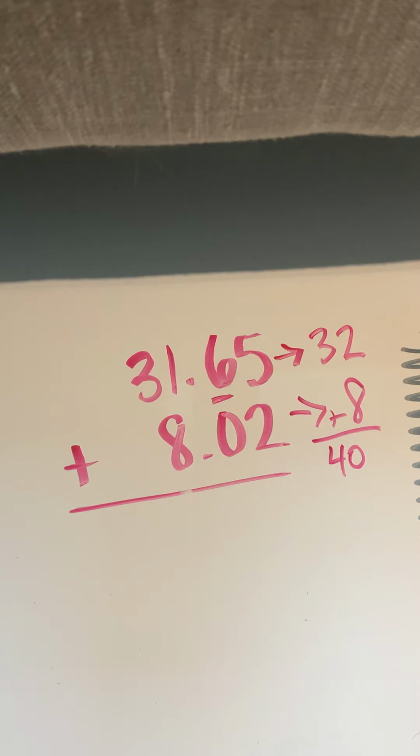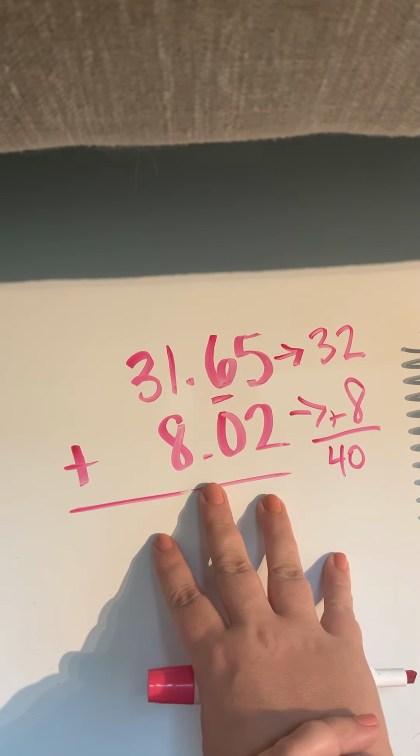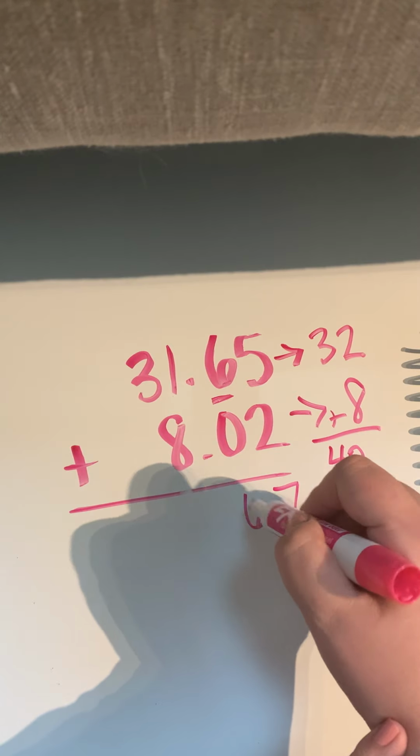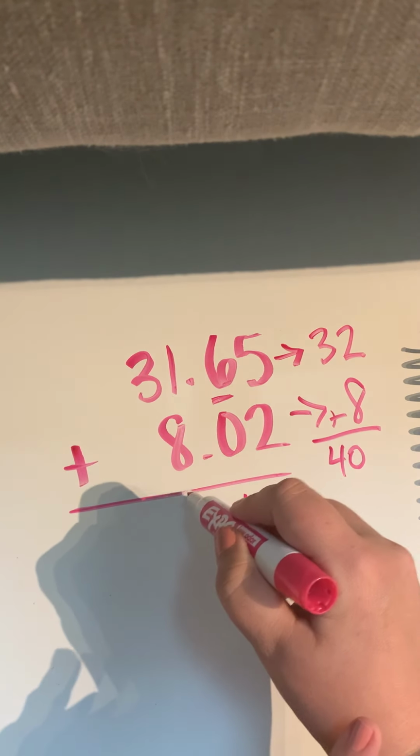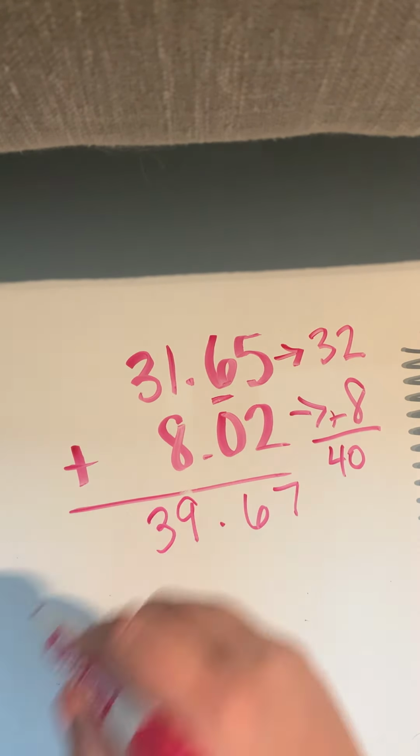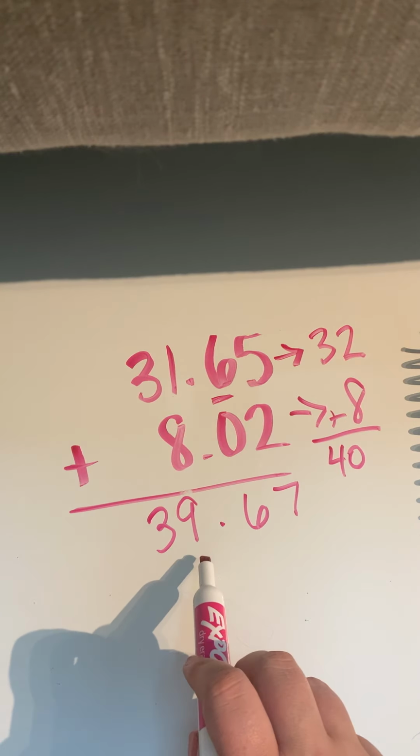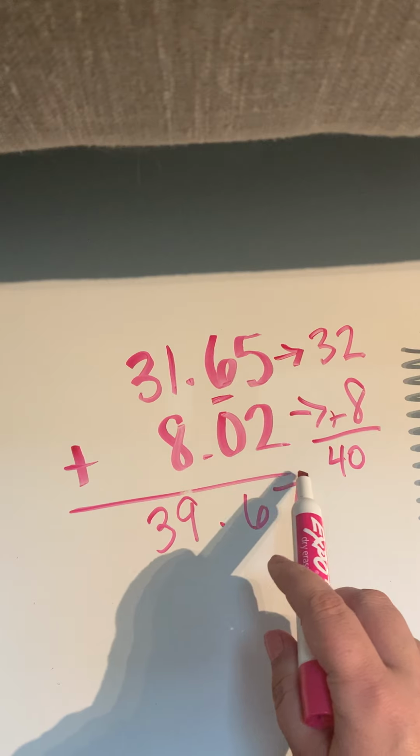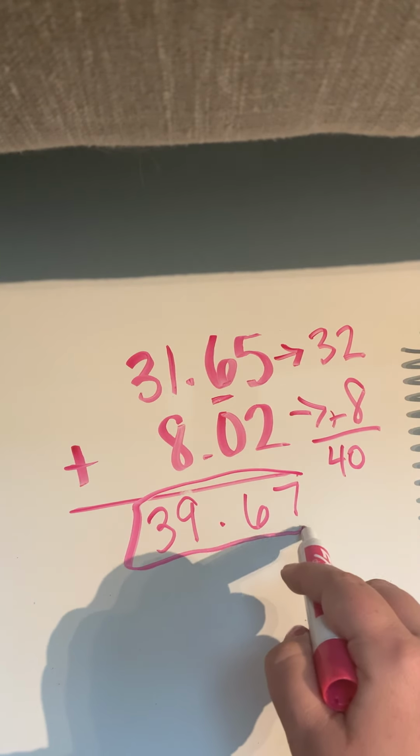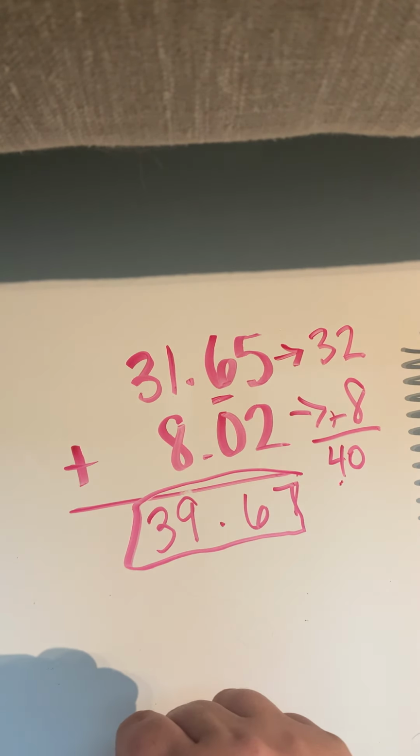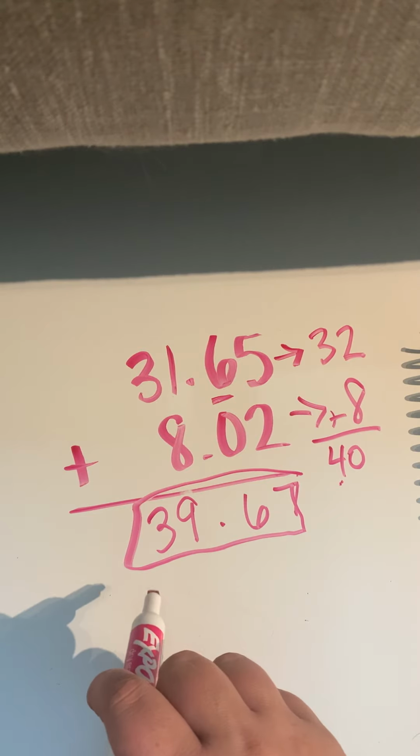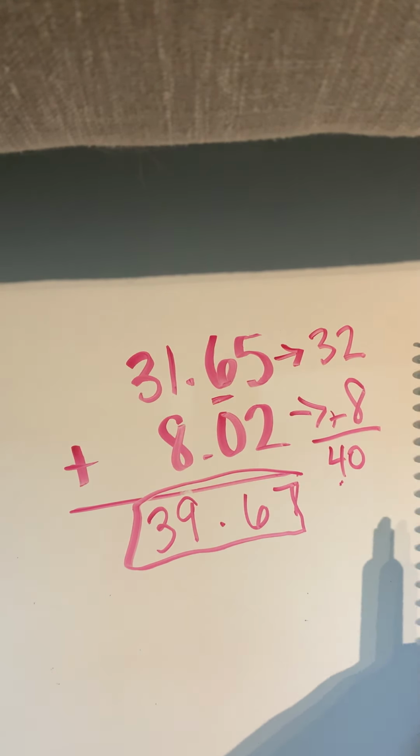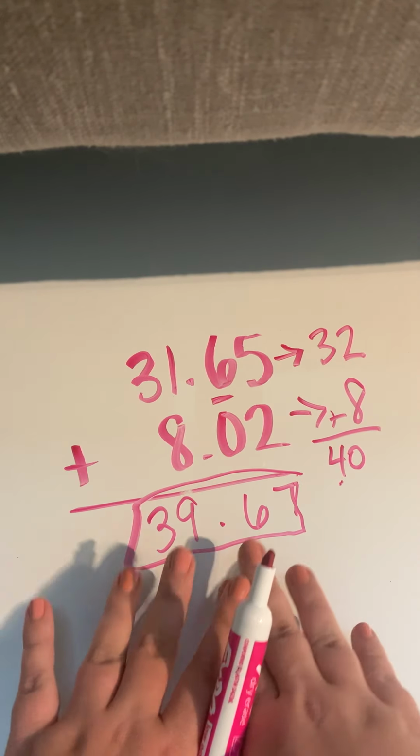Now what I'm going to do is I'm actually going to solve it just to be sure. So 5 plus 2 is 7. 6 plus 0 is 6. Decimal point. 9 and a 3. 39 and 67 hundredths is very close to 40. In fact, this decimal would round to 40 if I were estimating in order to get to the closest whole number. So that shows me that this answer is reasonable.